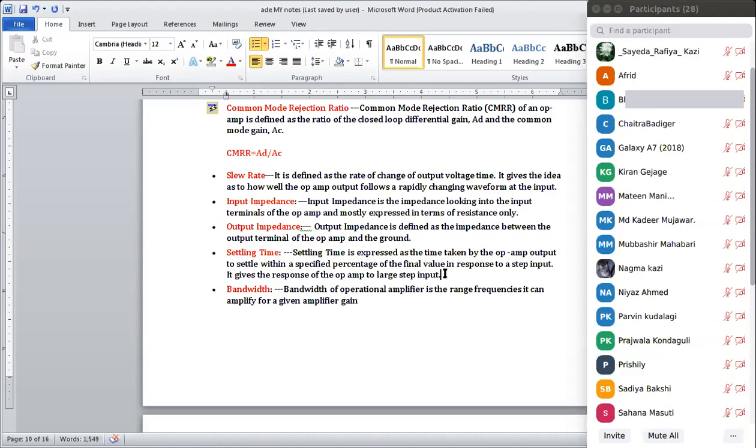Settling time. Say, for example, I want to ride my bike at 60 kilometers per hour. I will not jump suddenly from 0 to 60 kilometers per hour. My speed will increase gradually: 0 to 10, 20, 30, 40, 50, 60. After reaching 60, I will continue with the same speed. How much time I took to settle at the speed of 60 is the settling time.